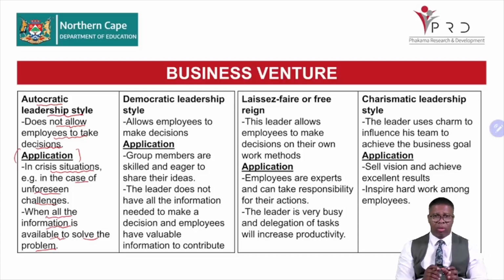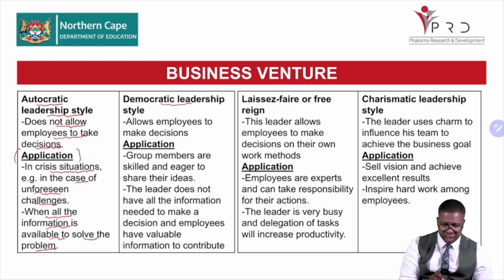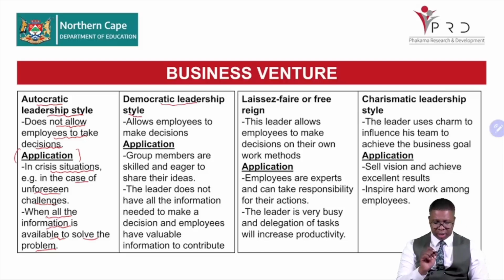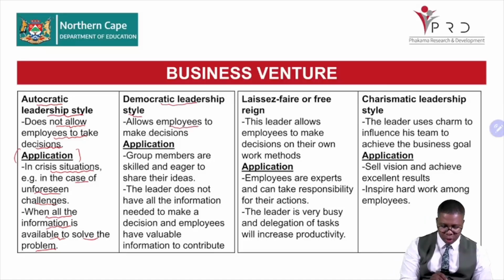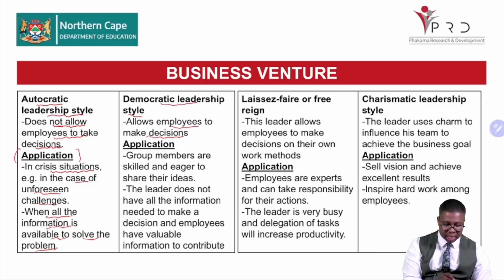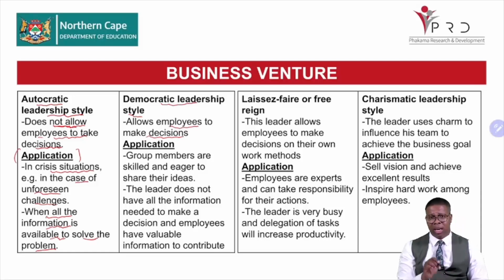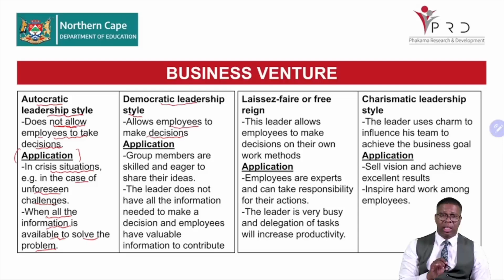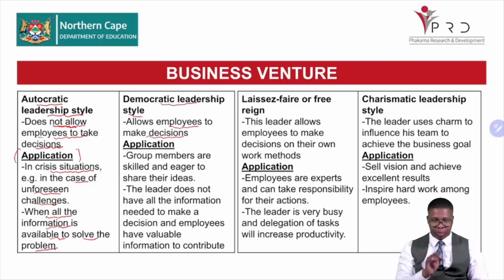But let us look into the second leadership style. This is your democratic leadership style. What does this leader do, and how do they lead the employees? The leader would allow employees to make decisions. So with democratic, the leader allows employees to make decisions, but with autocratic does not allow. So an autocratic leader will not allow, but a democratic leader will allow employees to make decisions or to be part of the decision making. Let's be clear, it is about being part of the decision making.